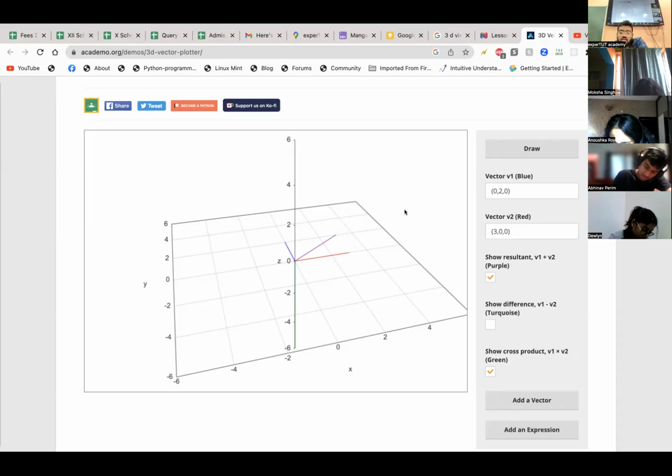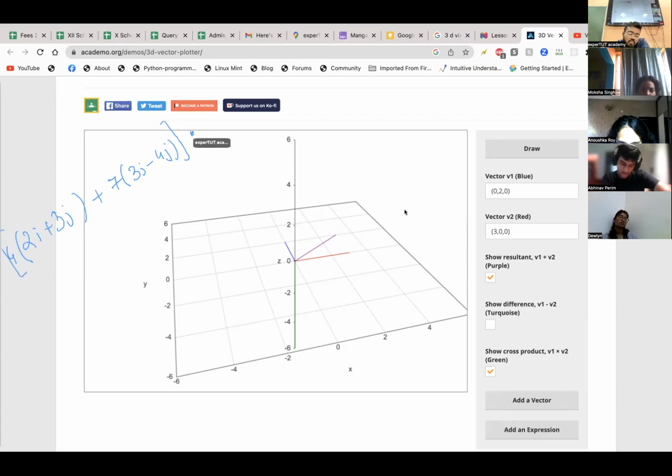So for example, I'll give you a question on the board. The question is: 2i plus 3j plus 4k. Try to understand what I have just told you and then use this knowledge. 4 times (2i plus 3j) plus 7 times (3i minus 4j). So this is a linear combination of which two vectors? Now what I'm doing is I'm doing it with dot product.